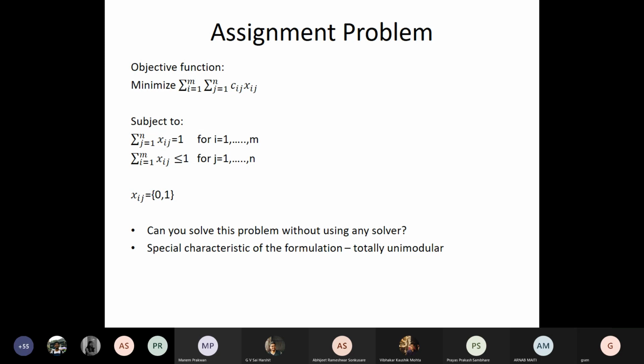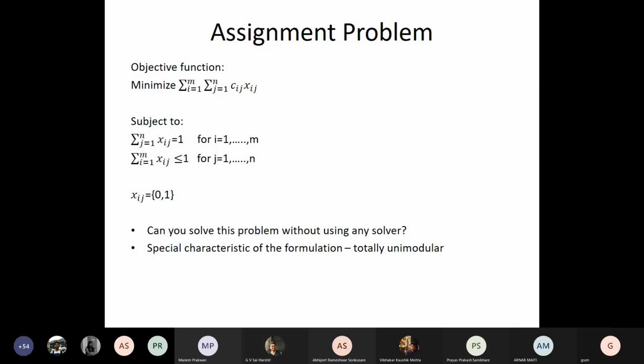Now I pose you this question. Can you solve this problem without using any solver? So usually, one approach could be you relax these Xij variables as continuous, taking any value between 0 and 1, and solve it by simplex. Then you may get fractional values, but for this problem it won't happen, and there is a reason behind this.